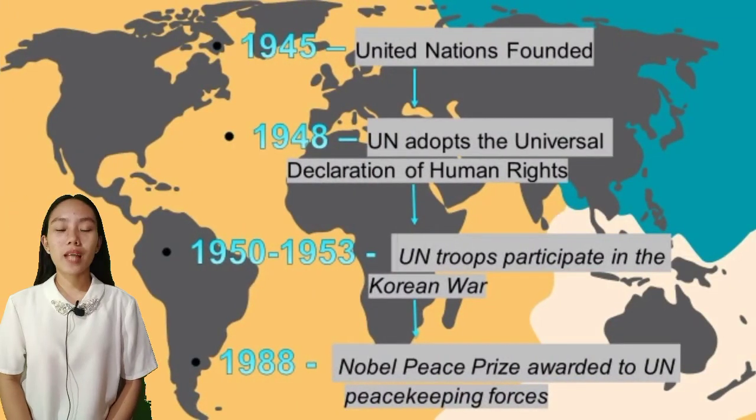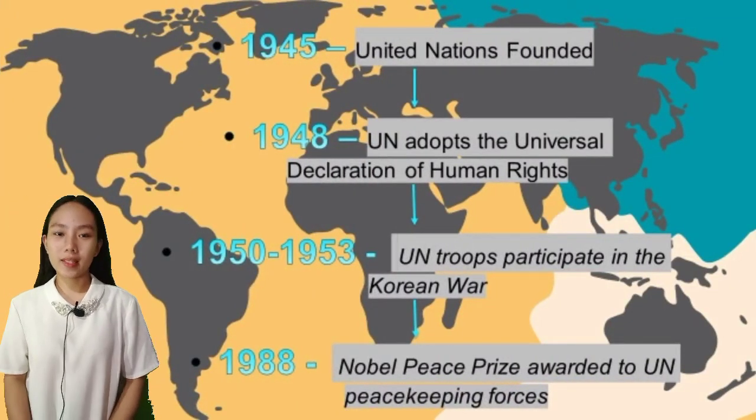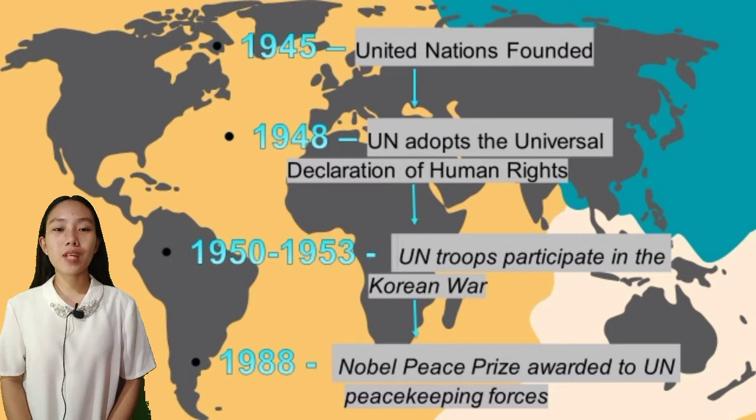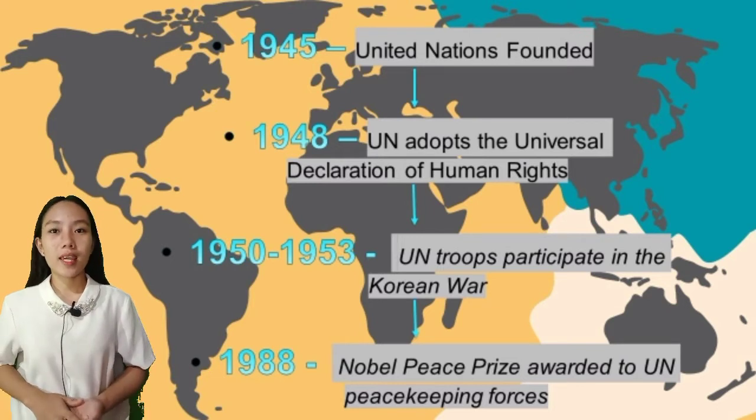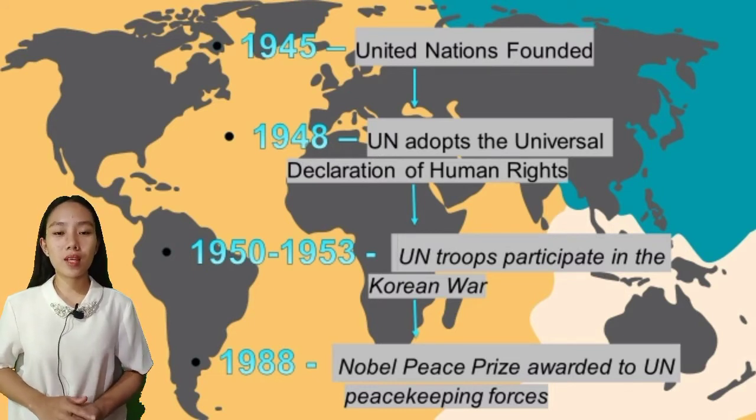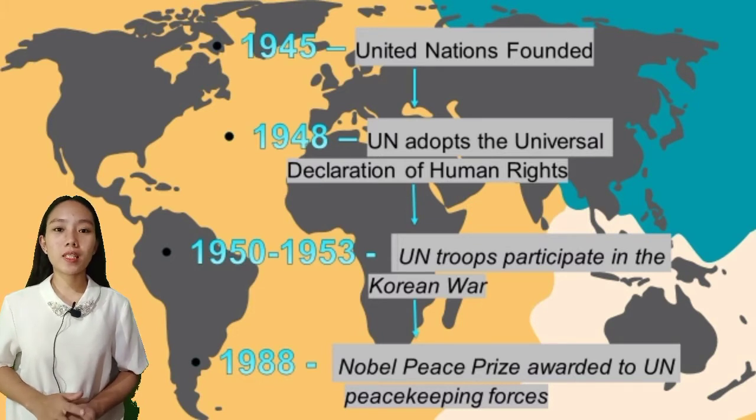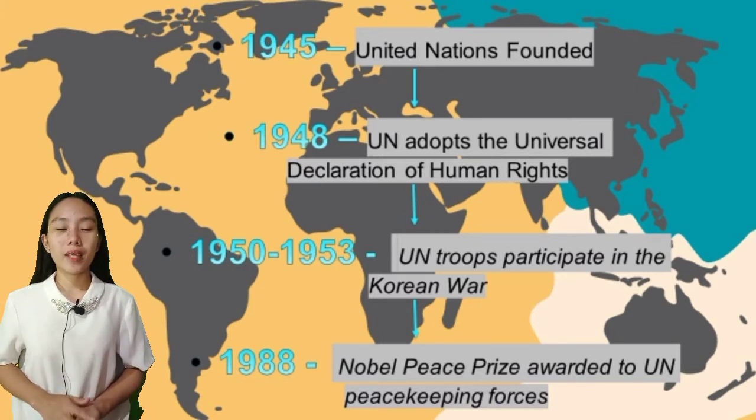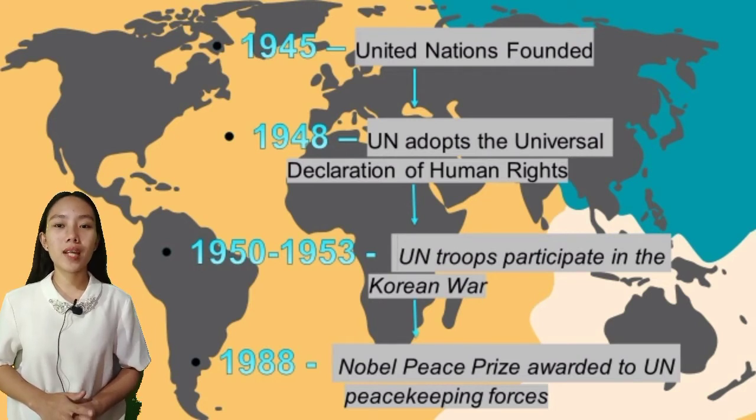So these are what happened when the United Nations was created. In 1945, the United Nations was founded. In 1948, the United Nations adopted the Universal Declaration of Human Rights. From 1950 to 1953, United Nations troops participated in the Korean War. In 1988, the Nobel Peace Prize was awarded to United Nations peacekeeping forces.